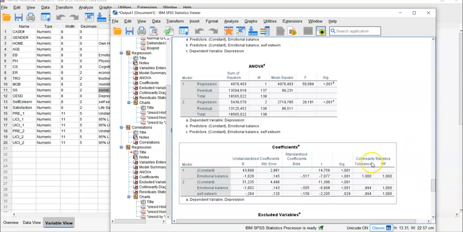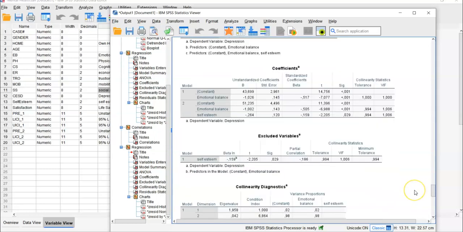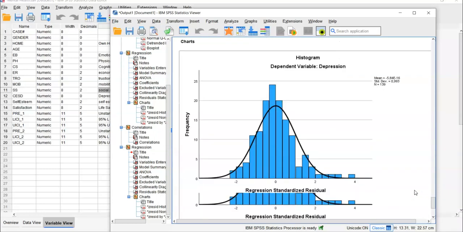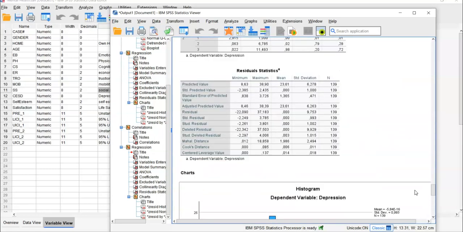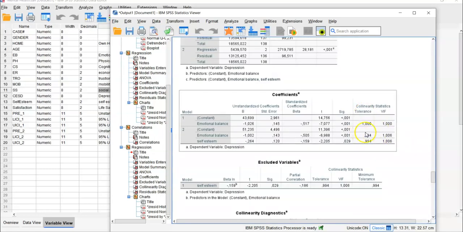So here now multicollinearity, you can check that. Normally that should be greater than 0.1, and you can see the 0.9. So emotional balance and self-esteem are not at all very close. This means that they don't have the multicollinearity problem. So you can check with the tolerance here. Remember that it should be greater than 0.1, and this is very much greater than 0.1. Okay, so this is all that you use to check the multicollinearity from here.